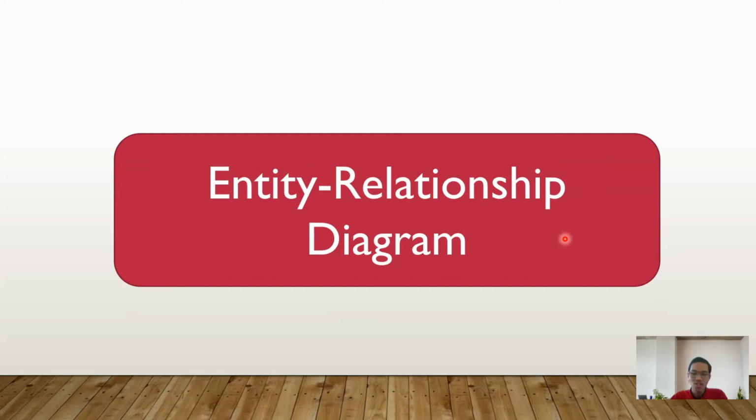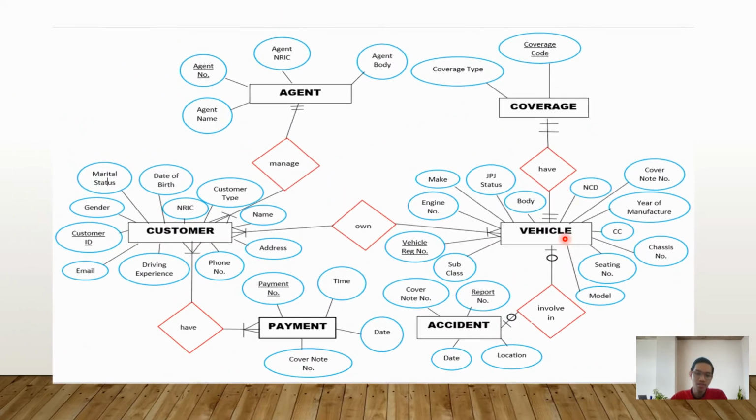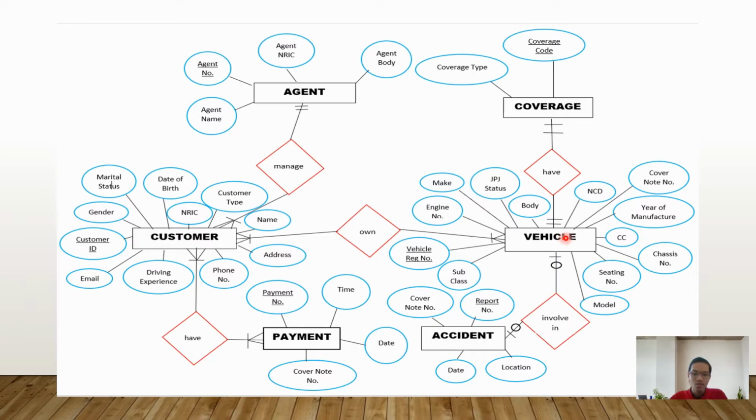Okay, now look at this diagram. This is the entity relationship diagram used in drafting a database system. Every set has its own subset, and the sets are related to one another. We can see every type of relation of each set there. For instance, agent manages customer. Customer has payment and customer owns vehicle. Every vehicle has its own coverage, and maybe some of the vehicles are involved in an accident. From this diagram, we see how each set is related to one another.